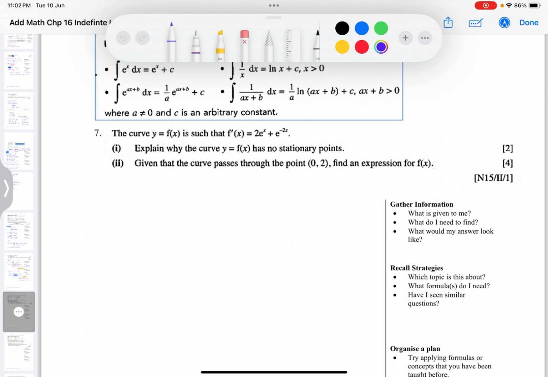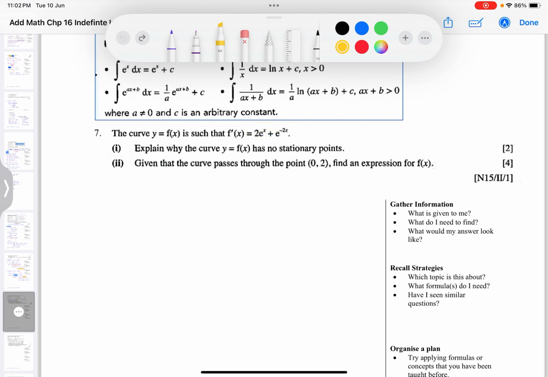So what's the concept here? For you to have no stationary points, it means that your f'(x) cannot be 0, right? Because stationary points means your first derivative f'(x) equals 0. So how do we explain that? Since we are given f'(x) to be 2e^x + e^(-2x), we just have to show that this cannot be equal to 0, right?